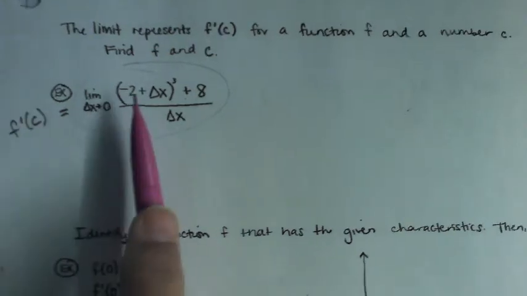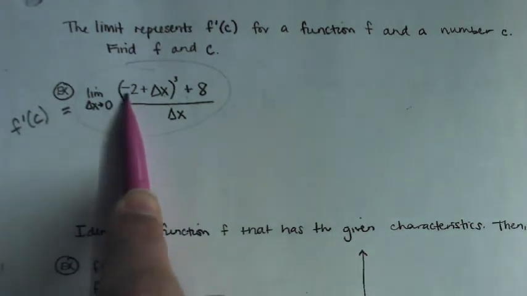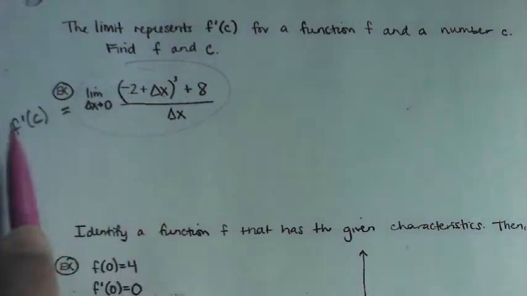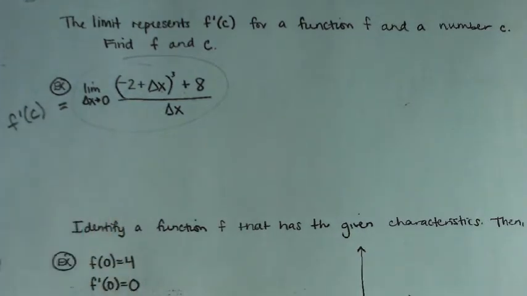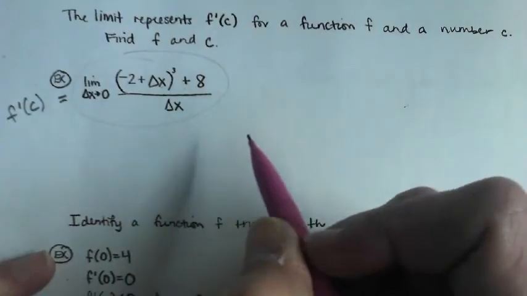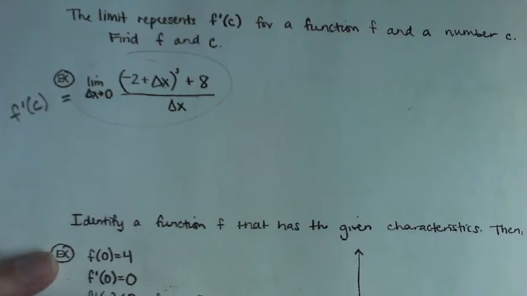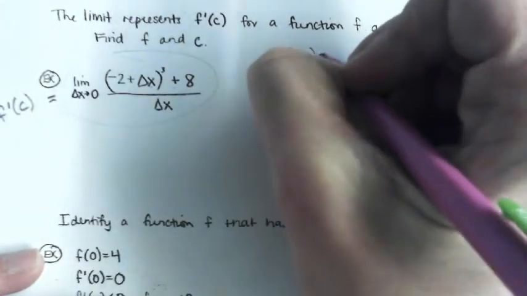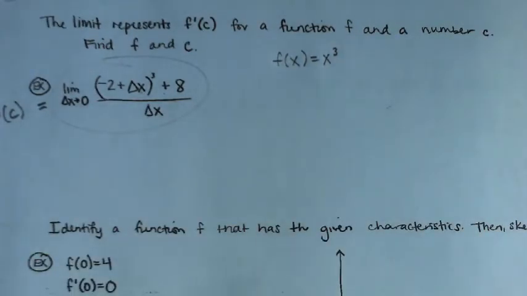So here's your x plus h. So that's your c value. That's the location at which you're looking for the slope, is at -2. This is f prime at -2. We're looking for the slope of the function at -2. What is the function, then, that I plugged x plus h into? Nathan? X cubed. So the function is x cubed, and once I do it forwards, I think it'll be a little bit clearer.